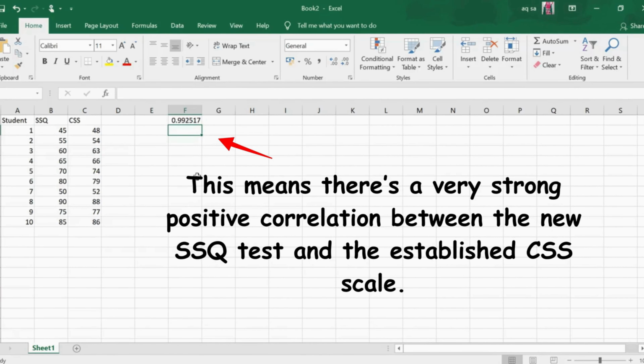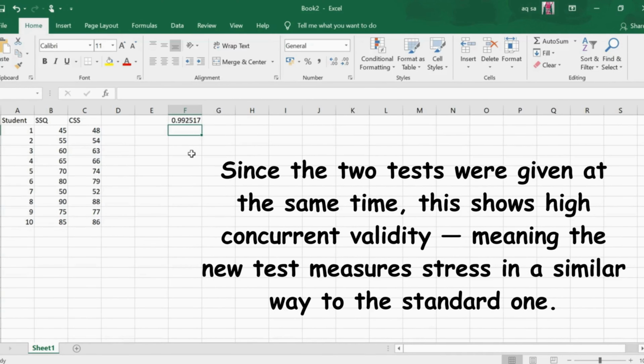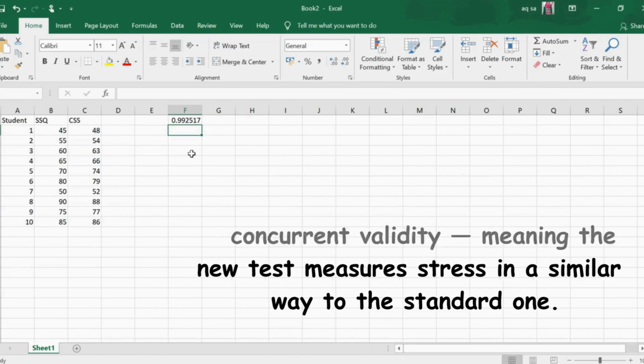This means there's a very strong positive correlation between the new SSQ test and the established CSS scale. Since the two tests were given at the same time, this shows high concurrent validity, meaning the new test measures stress in a similar way to the standard one.